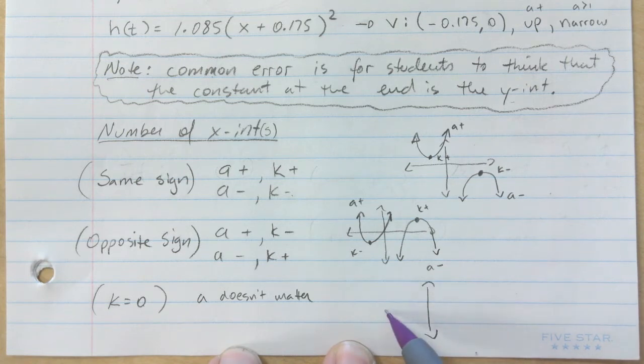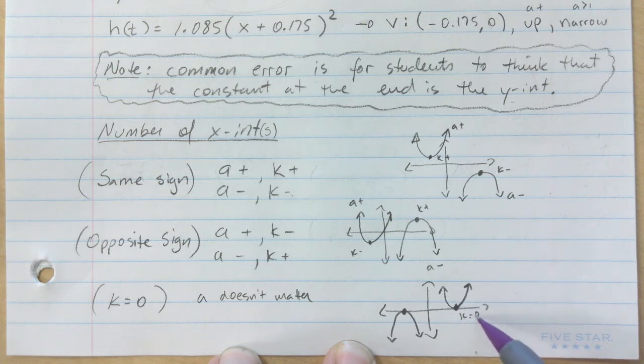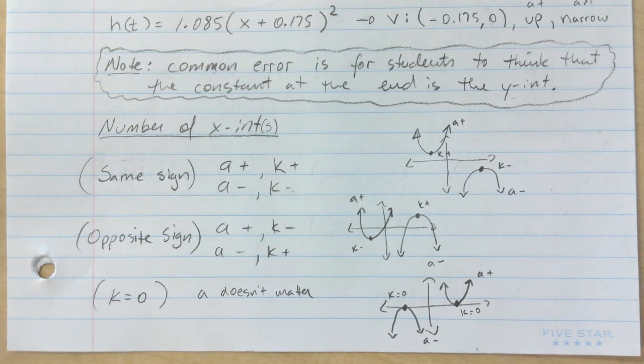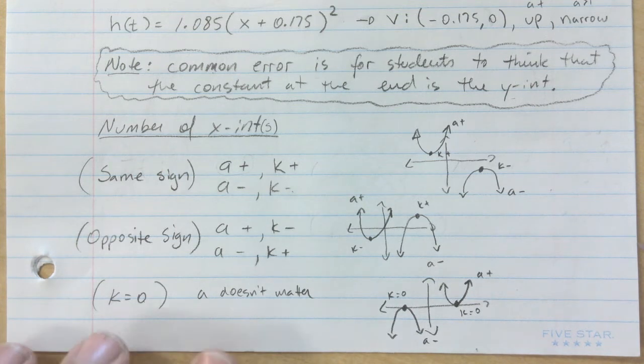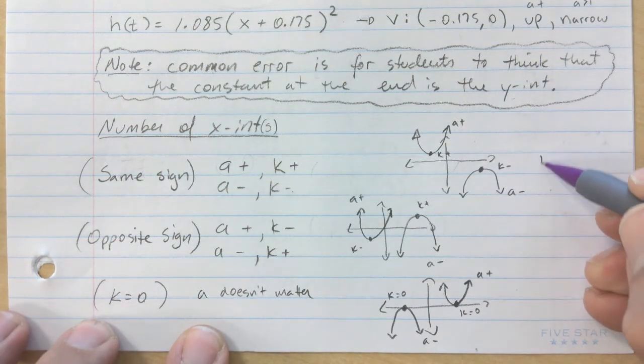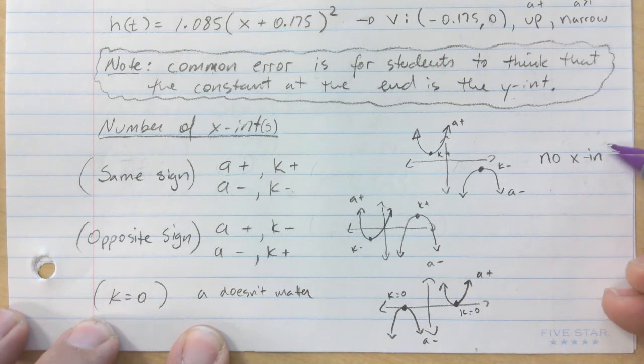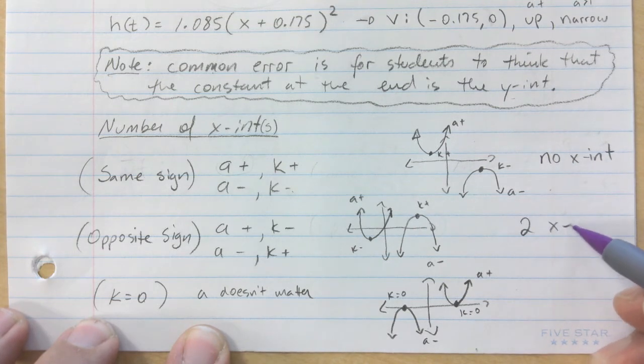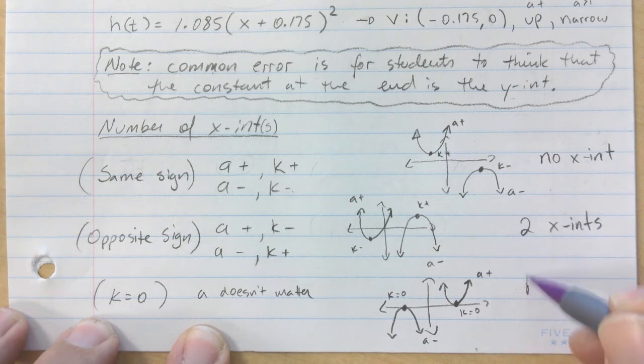Okay, so you look like this. So it's either right on it going down or the other way around like this. And you're right on it. So K is equal to 0, A is positive, A is negative. So the value of A doesn't really matter. You're only going to have one x-intercept. So here, we're going to say no x-intercepts, 2 x-intercepts, 1 x-intercept.